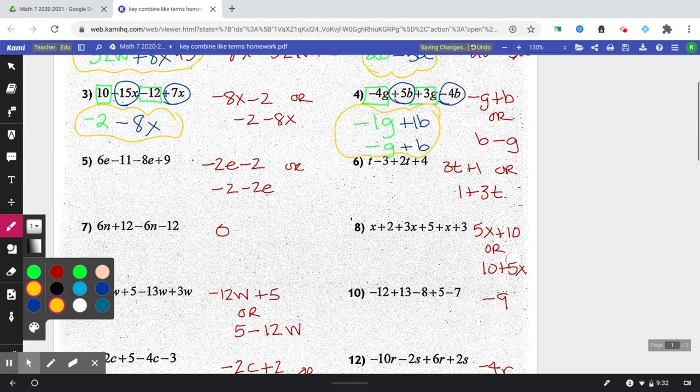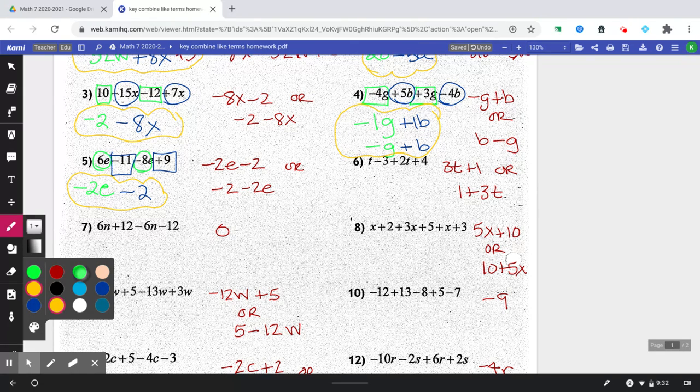Okay. Number 5, 6e, negative 8e is negative 2e. Then we're going to combine negative 11 and positive 9, and you get negative 2.